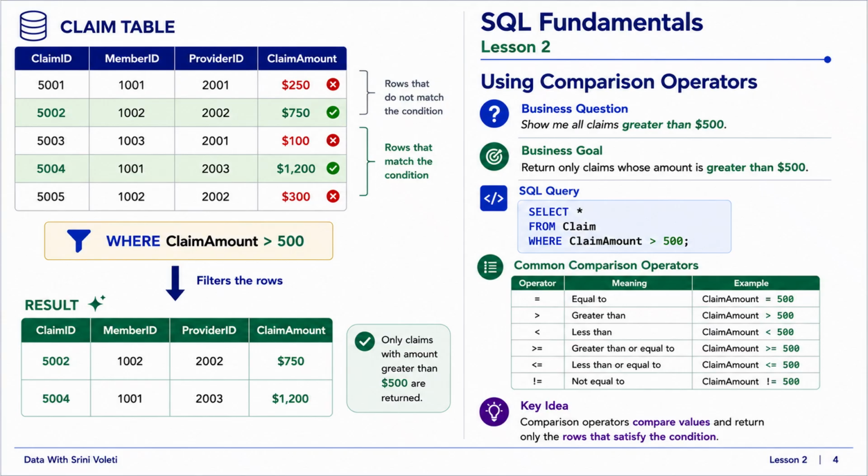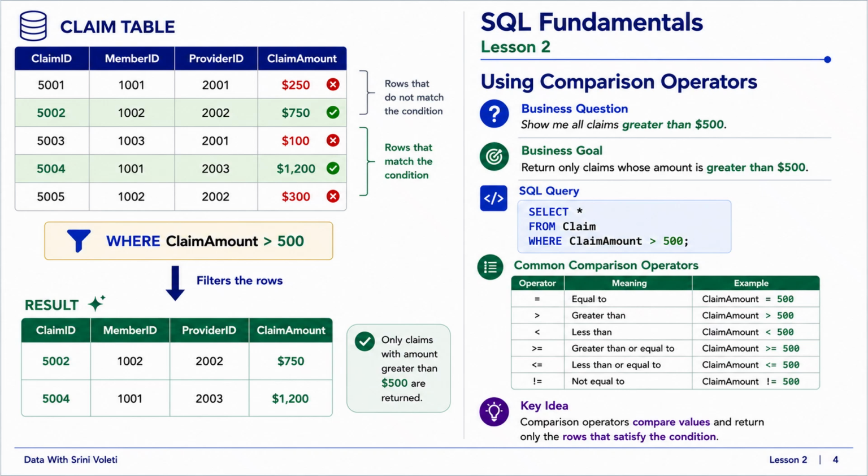Now let us take a look at the SQL statement. Select star from claim where claim amount greater than 500. The structure of the query should look familiar. The select statement specifies the columns we want to return. The from clause identifies the table we are searching, and the where clause defines the condition that each row must satisfy. The key difference from our previous example is the comparison operator. Instead of using the equal sign, we are using the greater than operator. This tells SQL to compare every claim amount against the value, here it is 500, and return only those rows where the amount is larger.